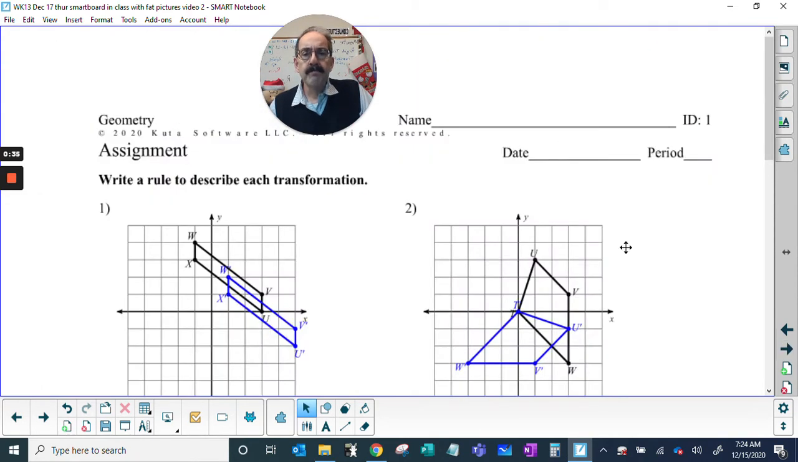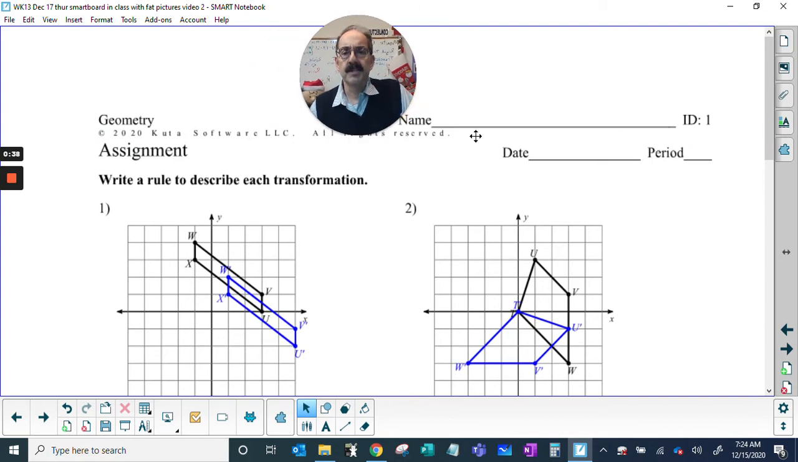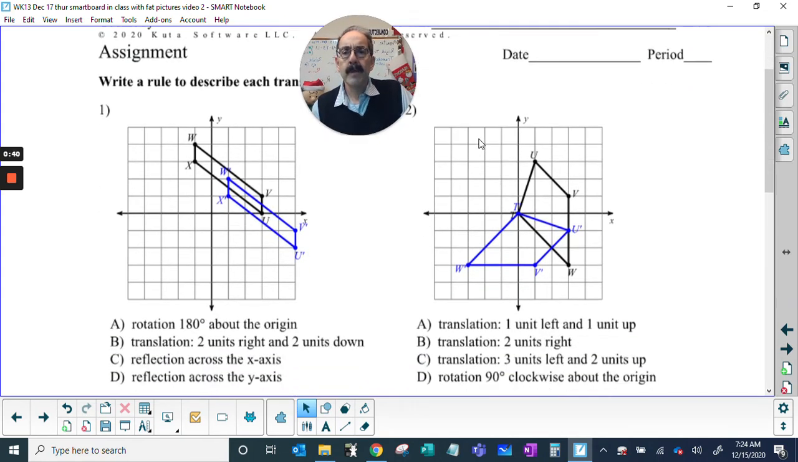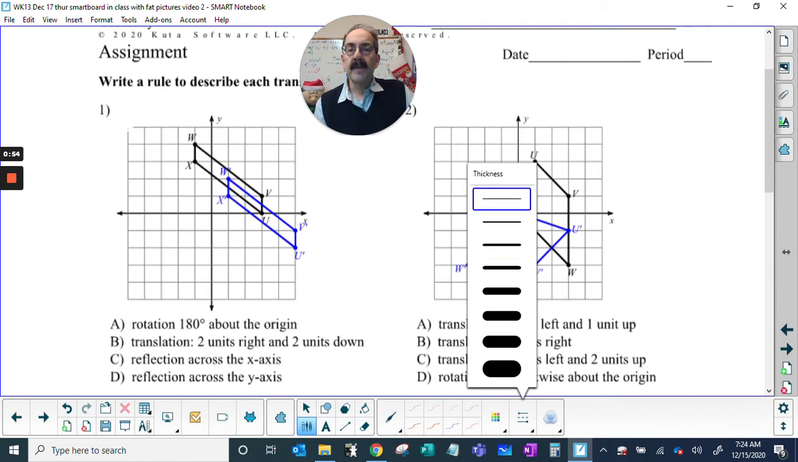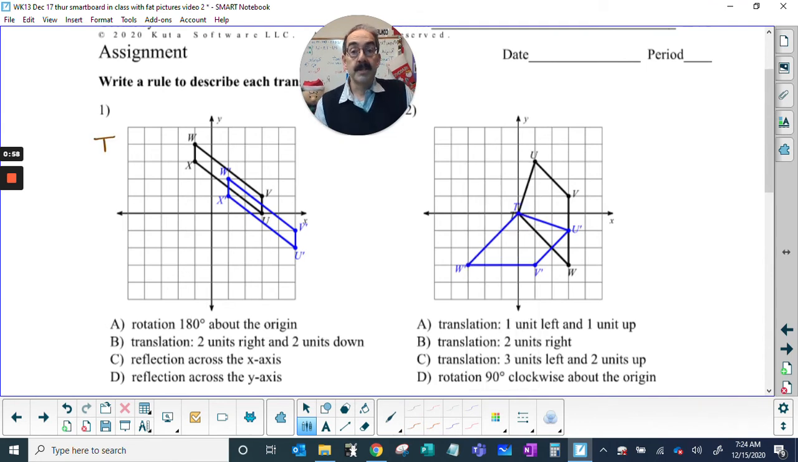And in these multiple choice problems, you have to make a decision. Okay, so let's look at the first one. Write a rule to describe the transformation from black to blue. The first thing you need to decide is which transformation it was. Okay, so when you look at this: translation, reflect, or rotate.